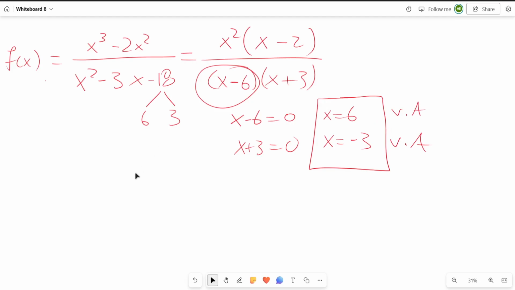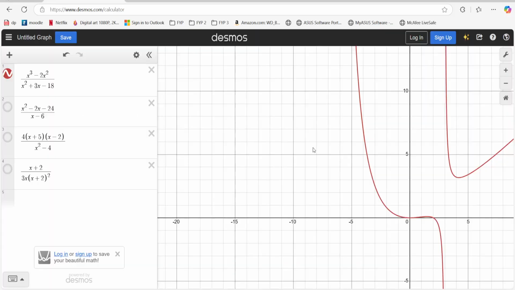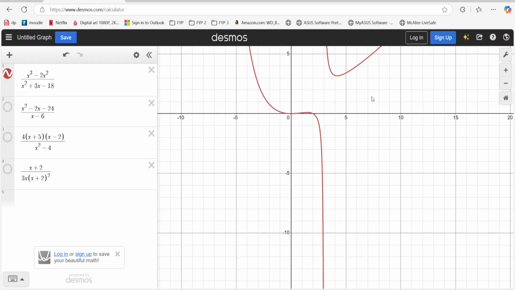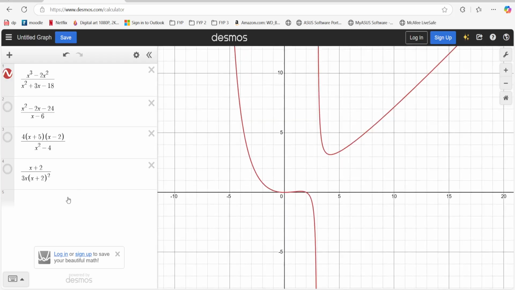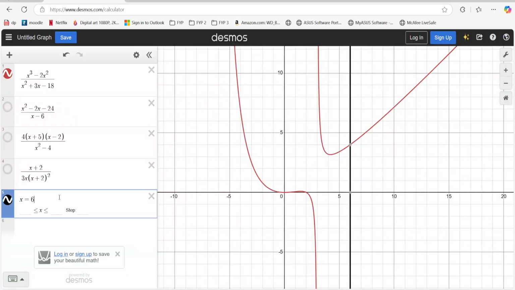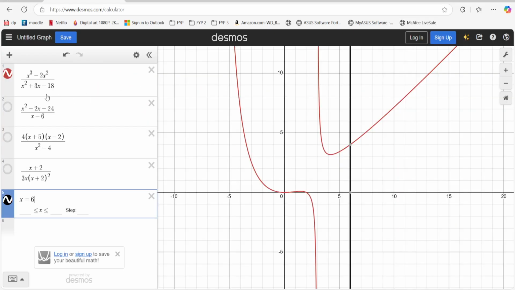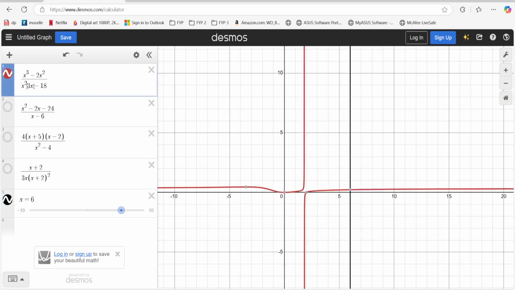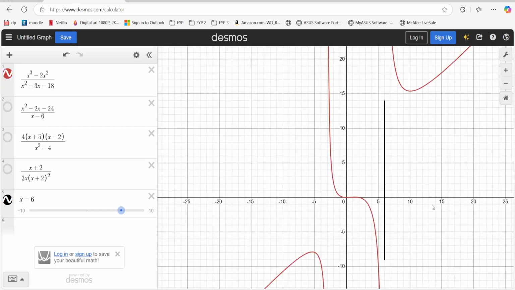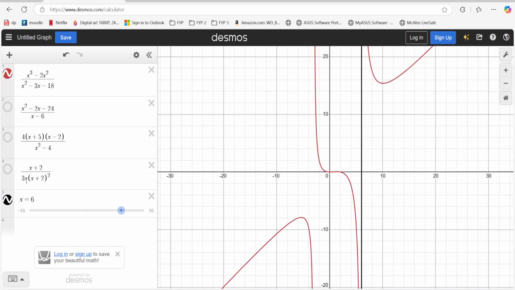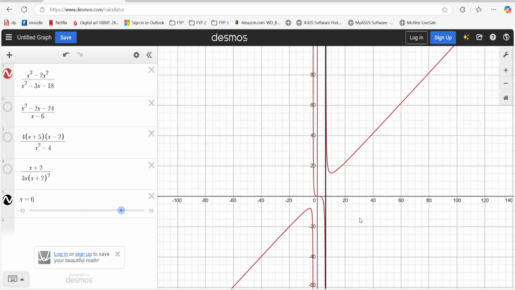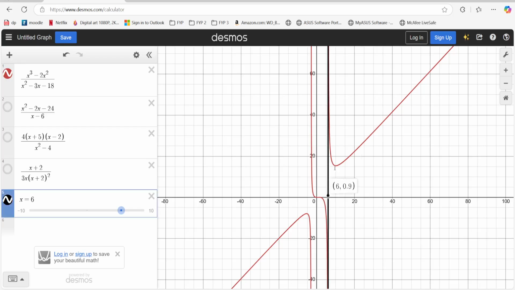And over here, I graphed this function so we can take a look and confirm our findings. So we said that if x equals 6, that will be a vertical asymptote. Oh, this is minus 3x, so this should be minus. I did it plus. So over here, we will have if x equals 6, which is this black line, we can find that it is indeed a vertical asymptote.